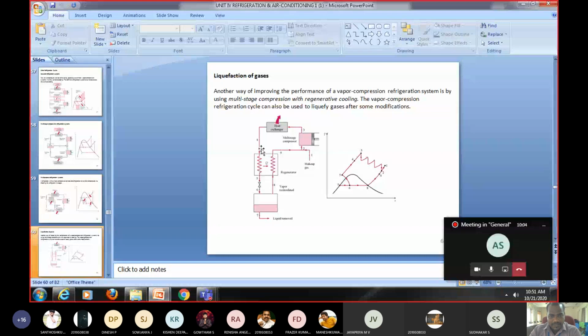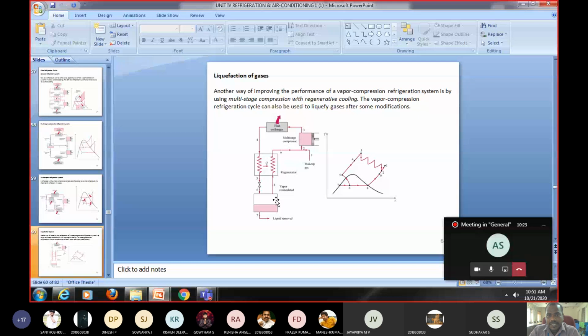The heat transferred in the 4 to 5 process is used to add heat in the process 8 to 9. Then after the expansion, you will get the subcooled liquid. That subcooled liquid is removed with the use of this separator. Then this vapor alone is used for the circulation again.